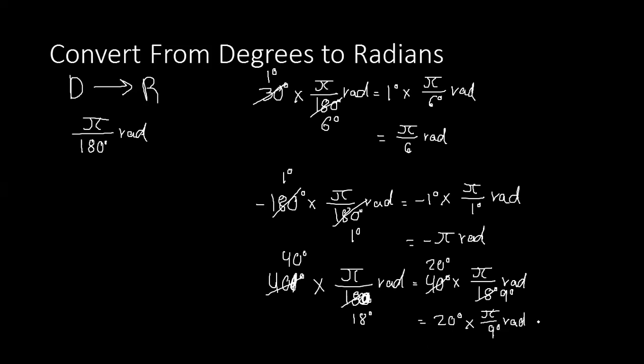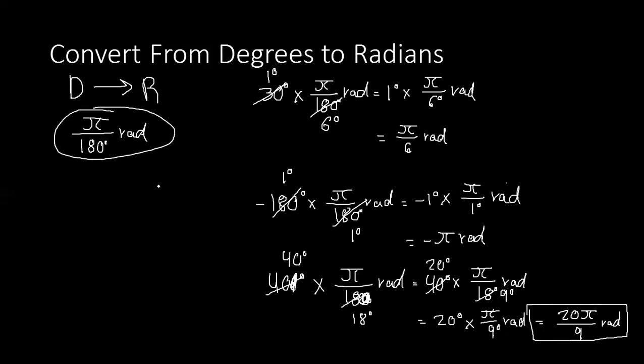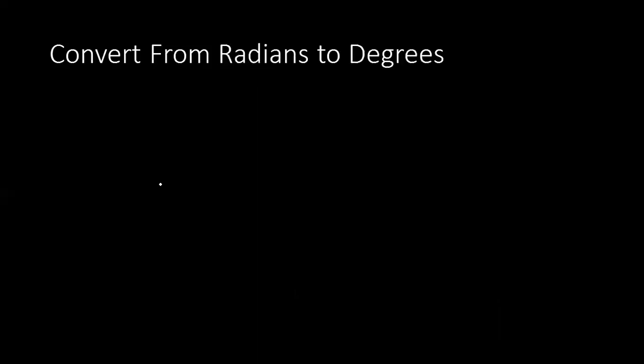So we can have our final answer. Once we multiply them together, we will have 20 pi all over 9 radian. So that is our final answer. 400 degrees is the same as 20 pi all over 9 radian. Overall, by converting a given angle in degrees to radians, you're just going to multiply that given angle with this one. Now let's go convert from radians to degrees.